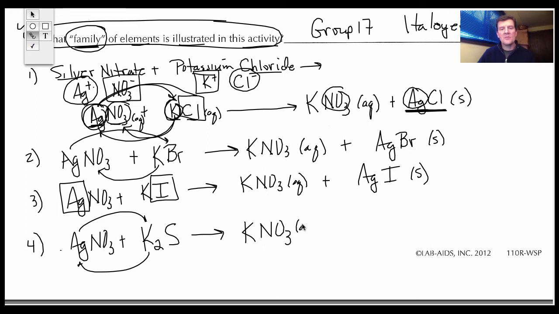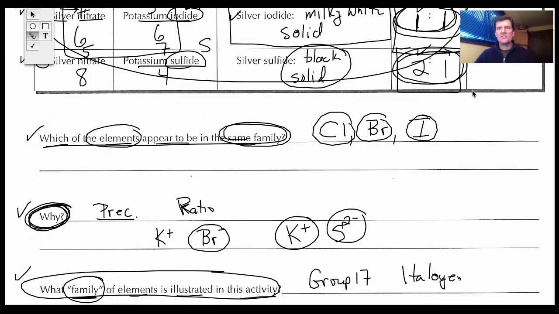And this is aqueous. The silver is going to go with the sulfur, but silver is a +1 and sulfur is a -2. So you're going to need 2 silver for every 1 sulfur. And this is not soluble, so that is the precipitate that you're going to see.